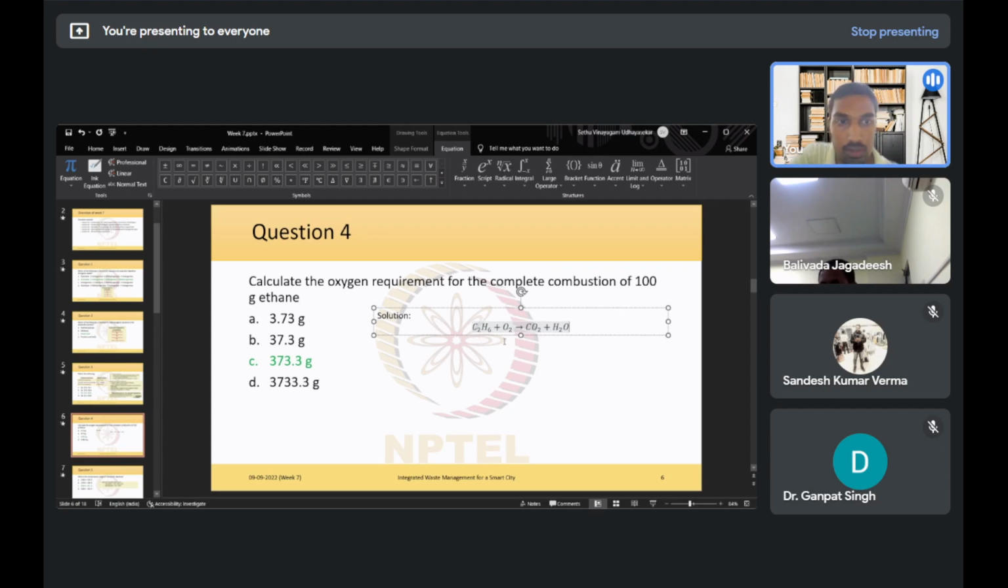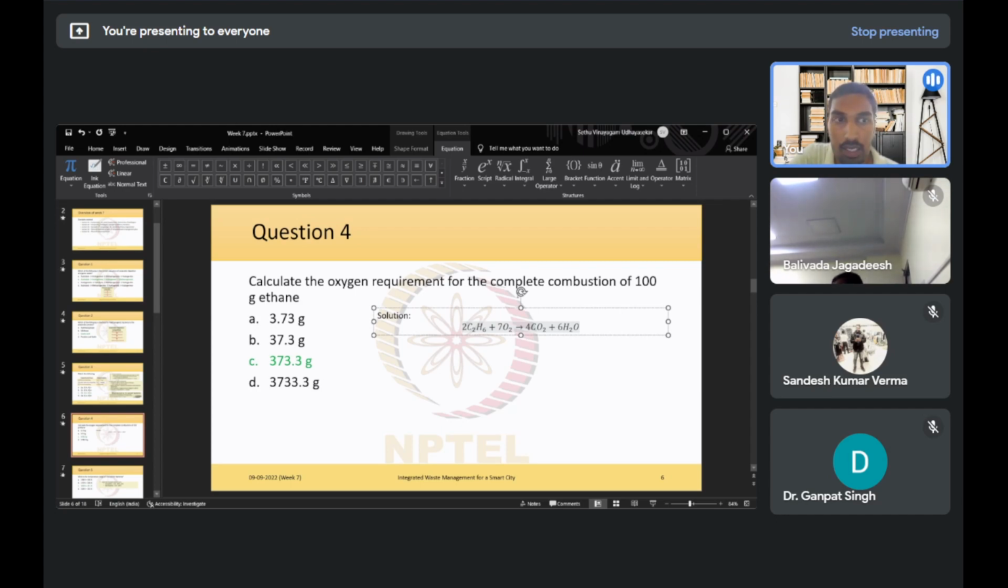But this is not balanced, so we should balance this equation so that the atoms or the masses are balanced. When you balance it, you get 2 moles of ethane reacting with 7 moles of oxygen to produce 4 moles of carbon dioxide and 6 moles of water, right? So this is the balanced chemical equation for the complete combustion of ethane.